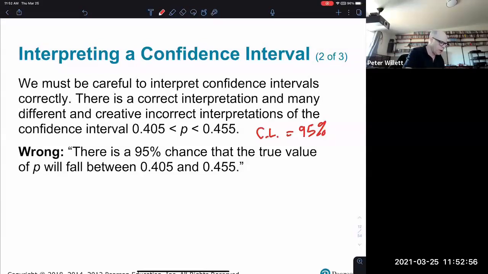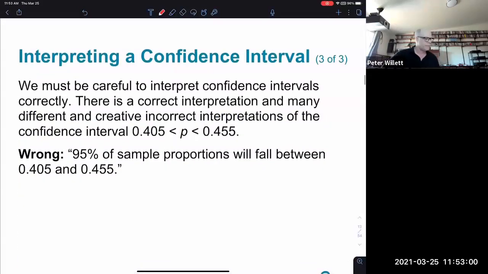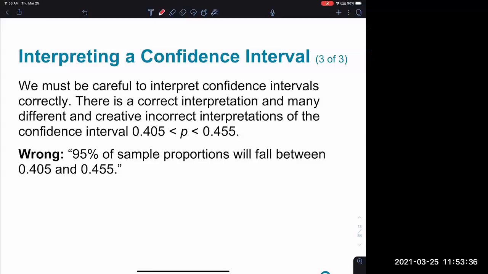Let's look at their second incorrect interpretation. See if you feel more comfortable with that. Same exact range, same exact confidence level of 95%. So the conclusion they're stating here is 95% of sample proportions will fall between 0.405 and 0.455. First, this is referring to the sample proportions, not the population proportion. Exactly.